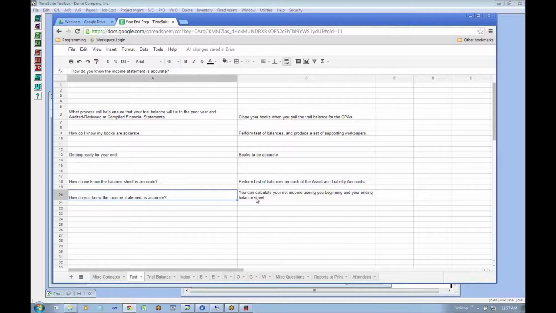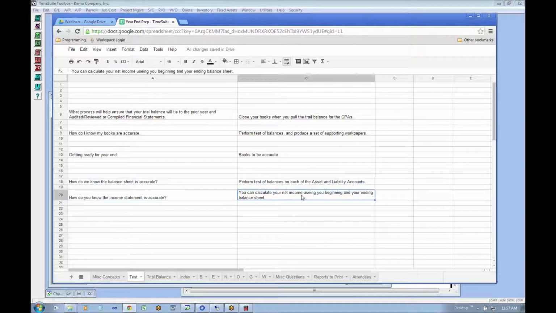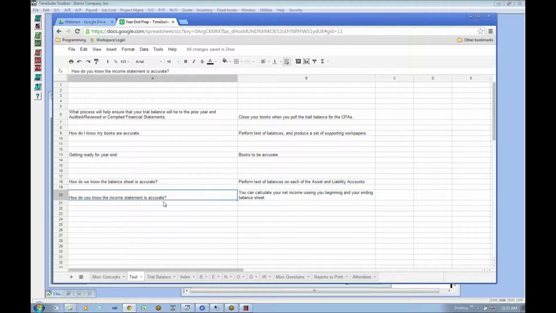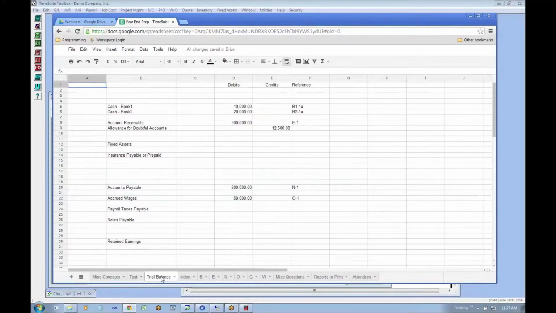How do you know your income statement's accurate? You can calculate your net income using the beginning and ending balance sheets. So if I know my equity at the beginning of the year and my equity at the end of the year, the difference is going to be my net income from my income statement. You might have to factor in distributions, dividend distributions. So that's how they tie together.